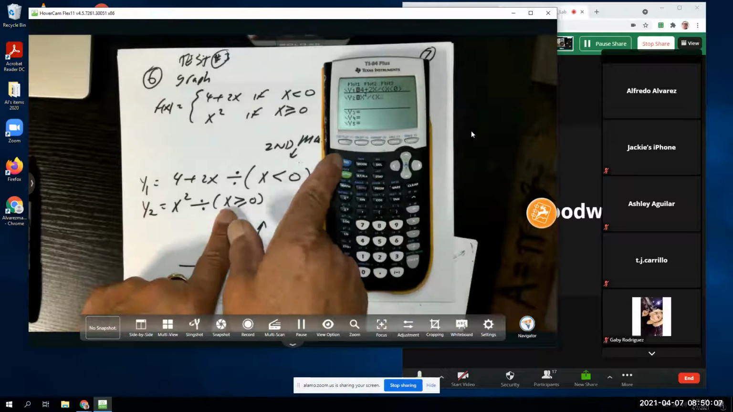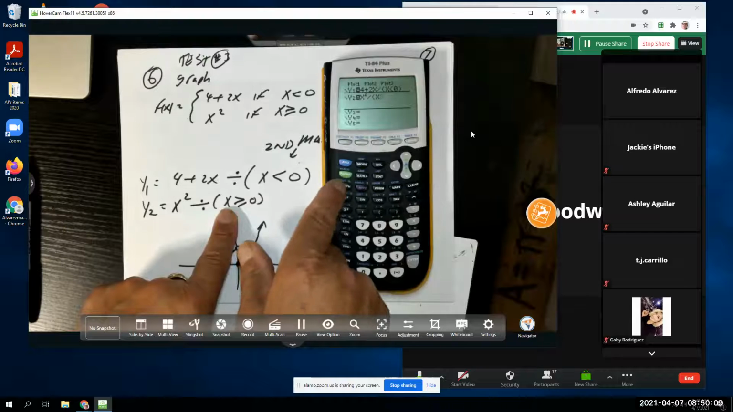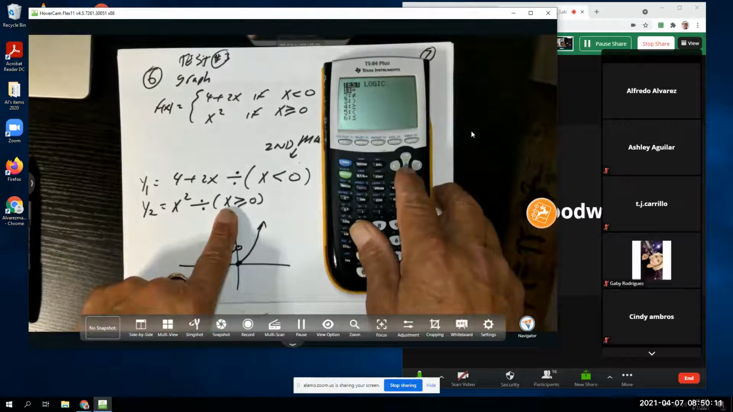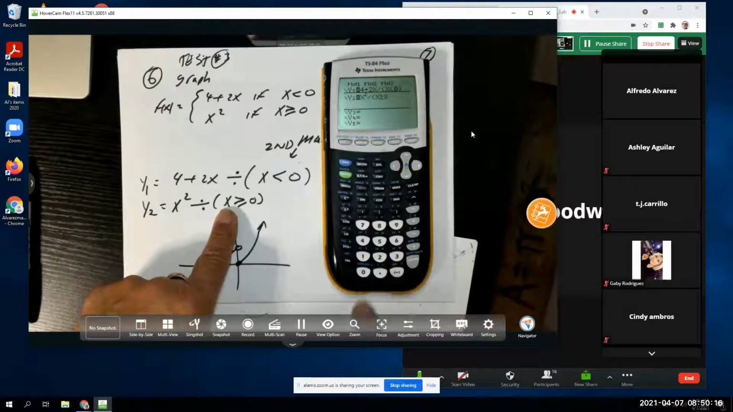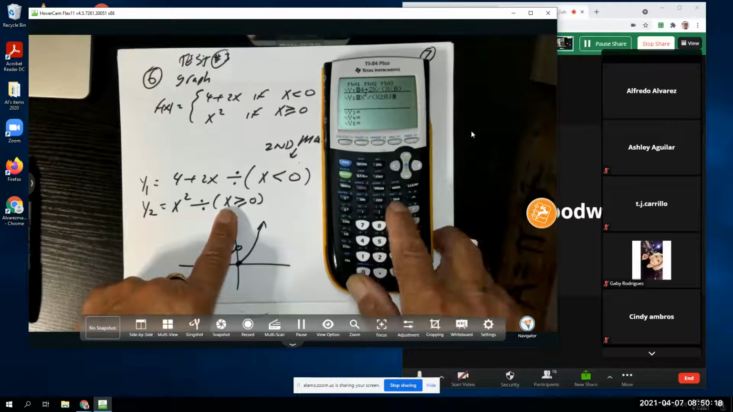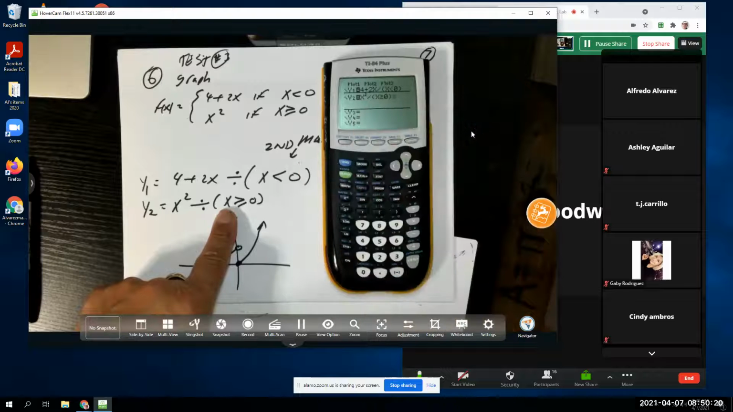And then you're gonna go second and math. And then you're gonna go to number 4. See number 4, greater than or equal to? Hit that one. Put a 0 and close it. Okay, does yours look exactly like mine? Yes or no? Yes. Okay, hit enter.